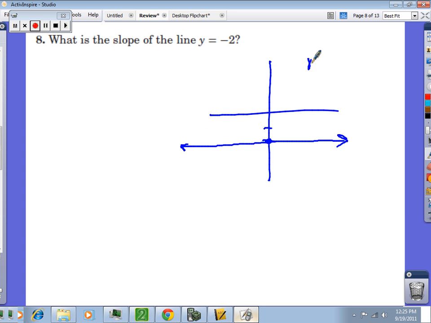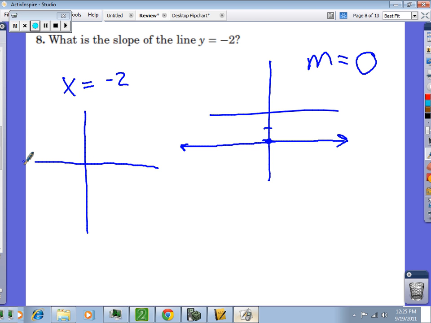So what is the slope of that line? Slope is 0. Brody, what about this guy right here? If you have to graph x equals negative 2, what does that graph look like? X-axis, negative 2 is right here. Put a point. It's going to be a vertical line. What is the slope of a vertical line? Undefined.